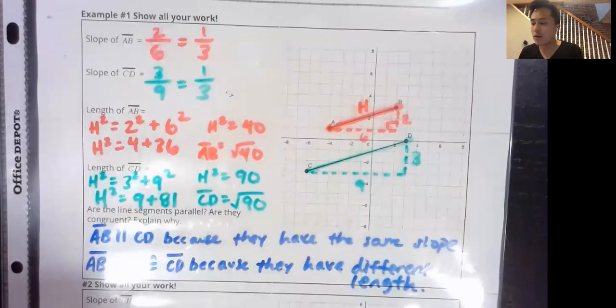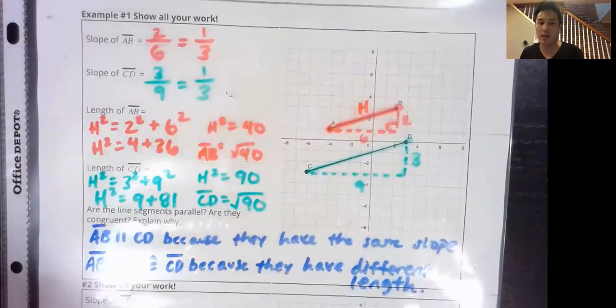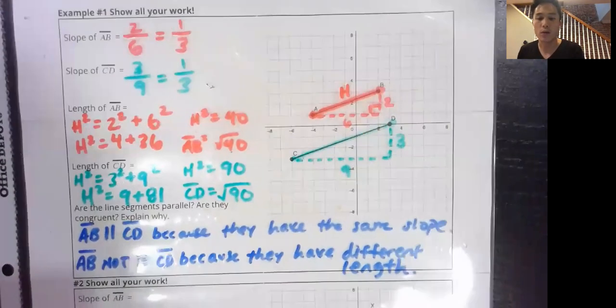So that's how you can prove or disprove that things are congruent or parallel.